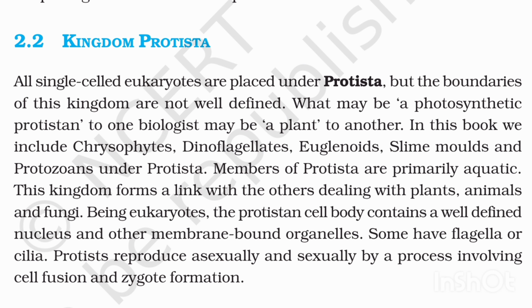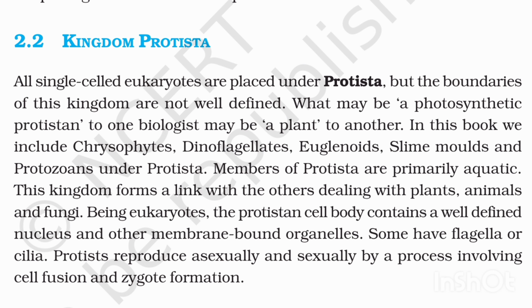2.2 Kingdom Protista. All single-celled eukaryotes are placed under Protista, but the boundaries of this kingdom are not well defined. What may be a photosynthetic protist to one biologist may be a plant to another. In this book, we include chrysophytes, dinoflagellates, euglenoids, slime molds, and protozoans under Protista. Members of Protista are primarily aquatic. This kingdom forms a link with the others dealing with plants, animals, and fungi.